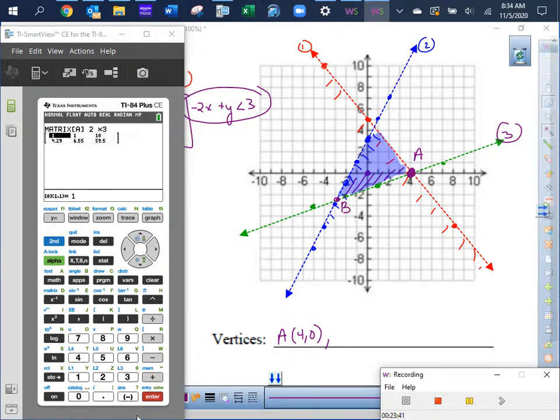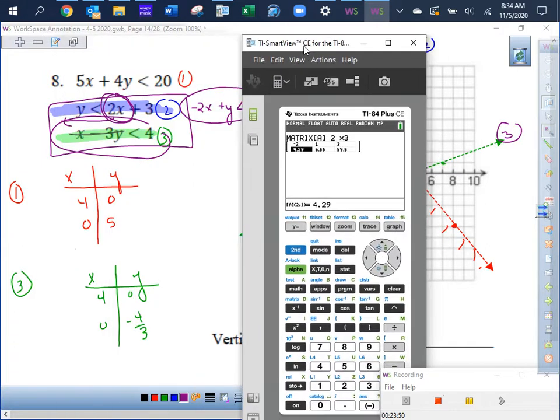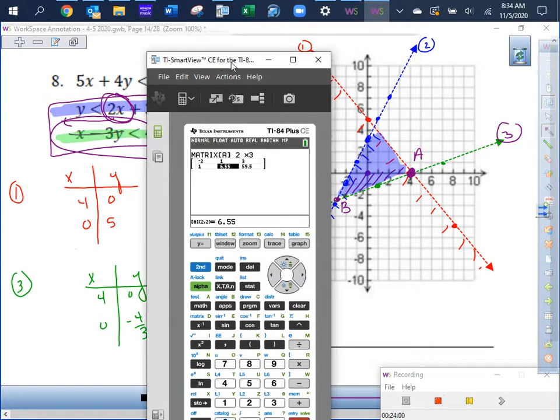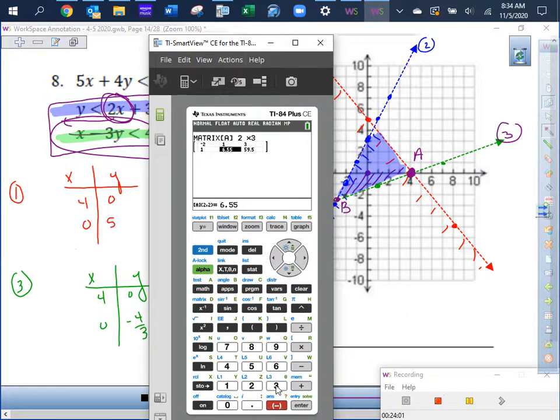Okay, I'm into my matrix. So I put in a negative 2, enter, a 1, enter, and a 3, enter. And then I go to the other equation. Isn't it a 1, enter? It's a minus 3, right? 1, enter. Minus 3, enter. And 4, enter. Quit out of it. Then go do reduced row echelon form on it.